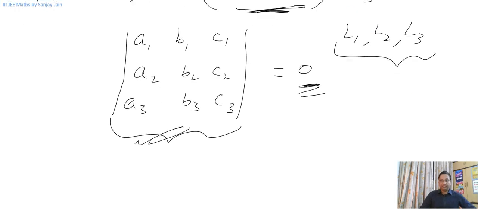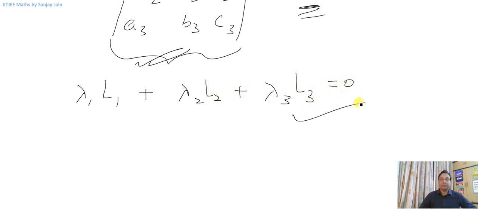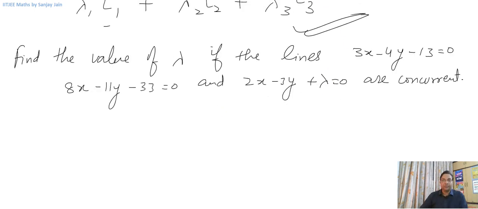There can be another condition of concurrency. If I take lambda 1, lambda 2 and lambda 3, which are not all 0 at the same time, and put them like this: lambda 1 L1 plus lambda 2 L2 plus lambda 3 L3 equals 0, this is also another condition of concurrency, where L1, L2 and L3 are equations of the lines that we were discussing.